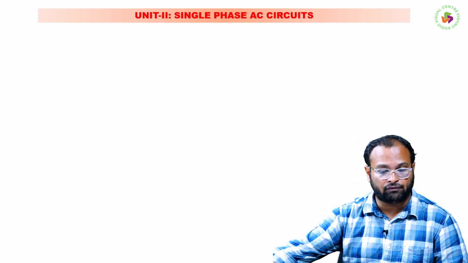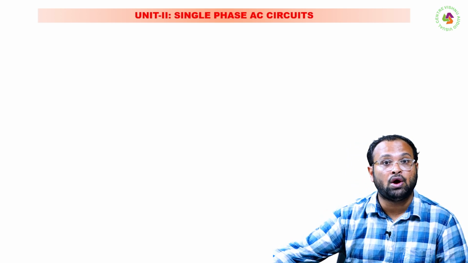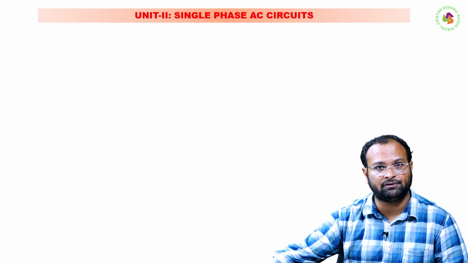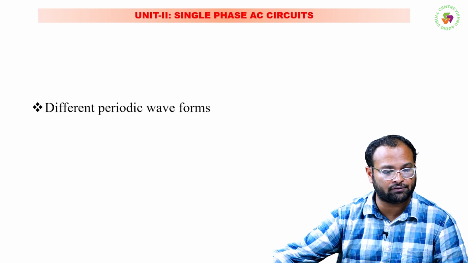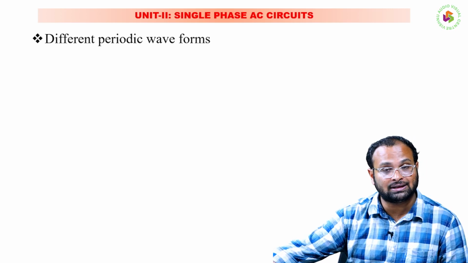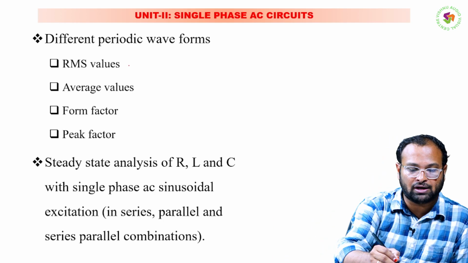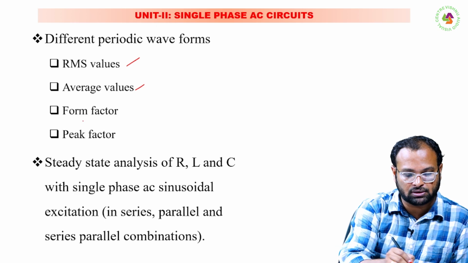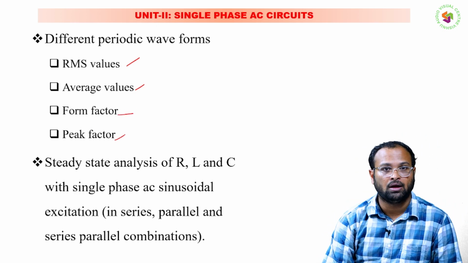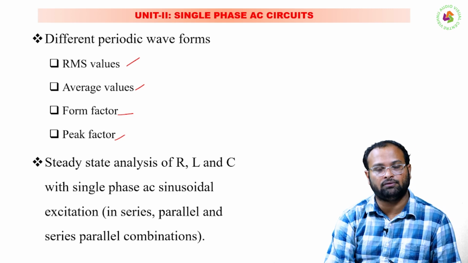In this, in the first section, we'll see the different periodic waveforms, because our AC circuit waveform is also a periodic waveform. First we have to understand what a periodic waveform is. So we'll see the different periodic waveforms and their characteristics, like calculating the RMS values, average values, form factor and peak factor of the different periodic waveforms, including sinusoidal waveforms.